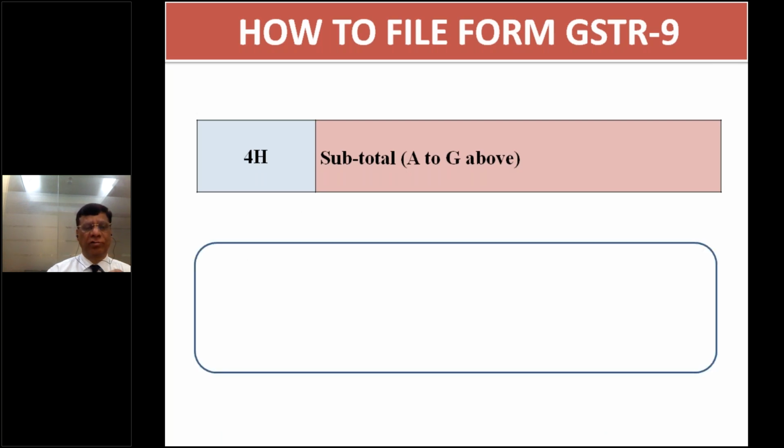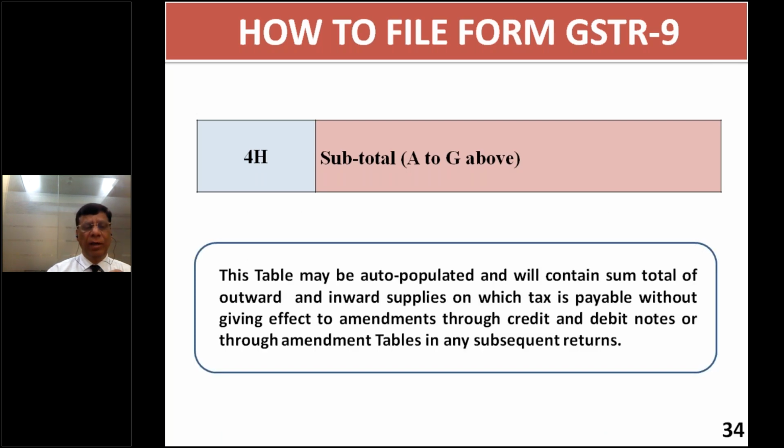Table 4H. This table may be auto-populated and will contain the total of outward and inward supplies on which tax is payable, without giving effect to amendments through credit and debit notes or through amendment tables in any subsequent returns. So this table 4H would be auto-populated. Auto-populated means the total of this particular 4H table would be auto-totalled by the utility.